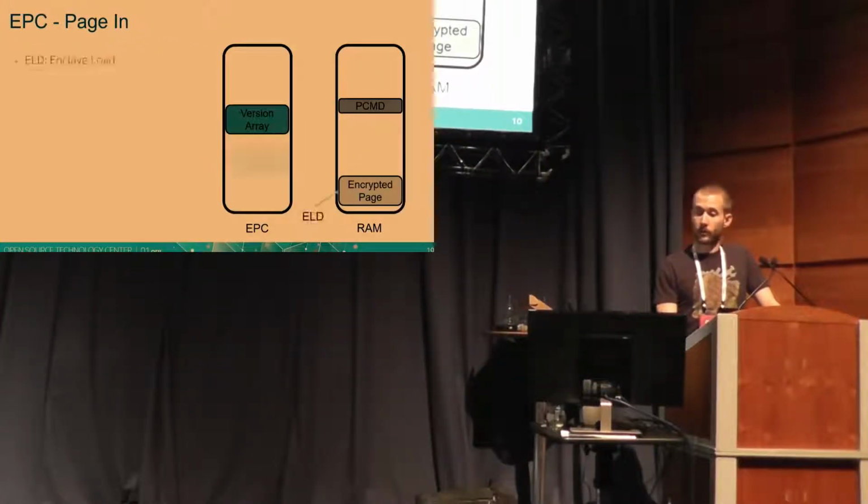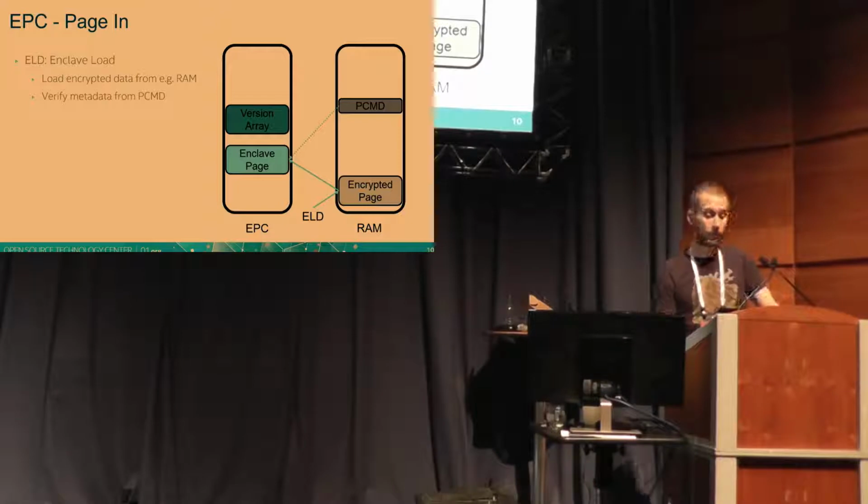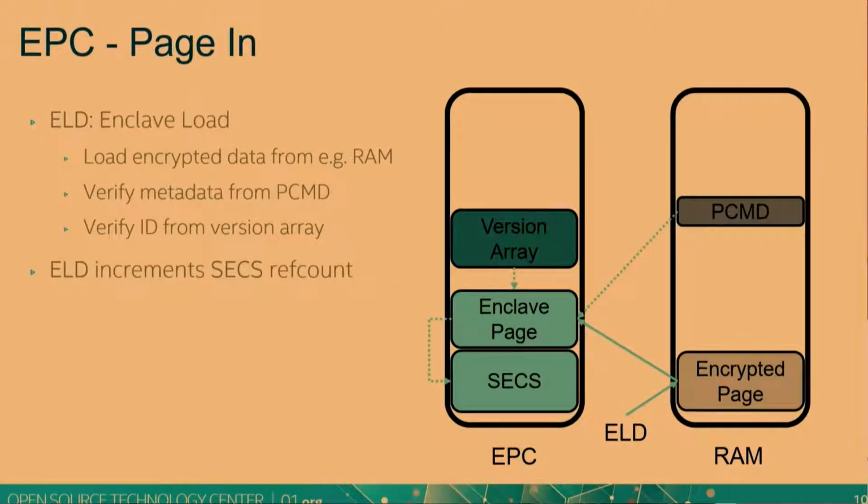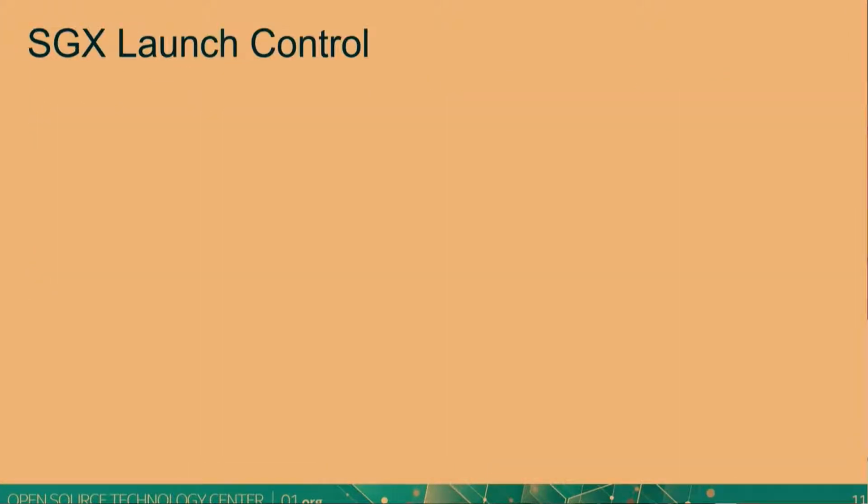Page in, we're just reversing. There's an ELD instruction. So we're loading back the encrypted data from RAM, pulling data from the crypto metadata, pulling the ID from the version array, checking everything out, updating the ref count, and we're good to go.